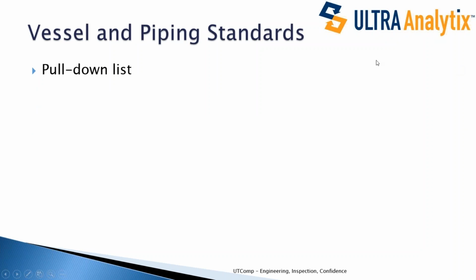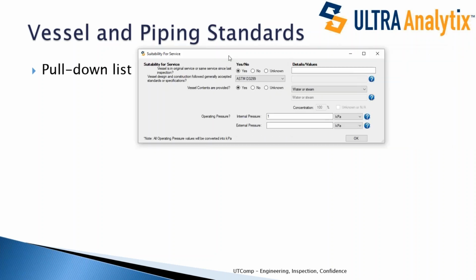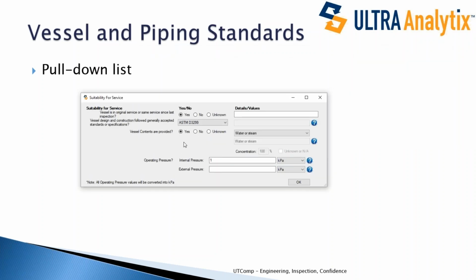The next thing is that we actually have some opportunity for some pull down standards on the piping. For instance, it comes up in the suitability for service. You can see vessel is in original service or same service since last inspection. Yes, no, unknown. Vessel design and construction follow generally accepted standards or specifications. And in fact, we are able to identify the standard that was used. In this case, I've used ASTM D3299.